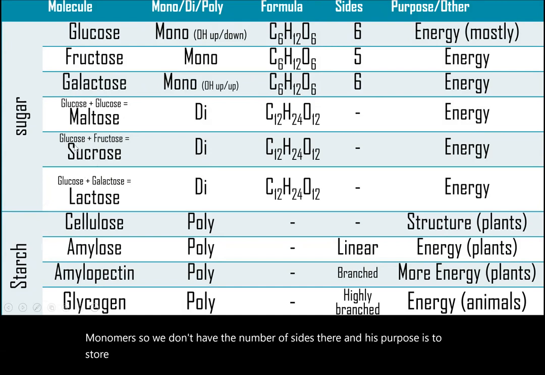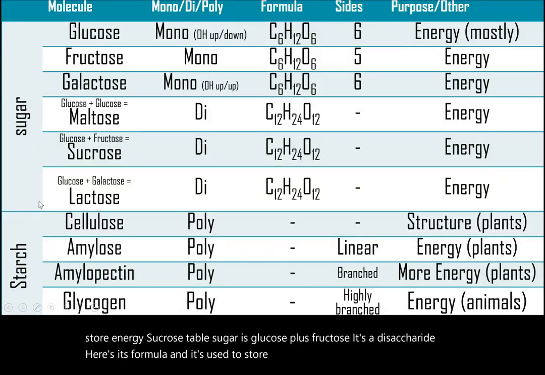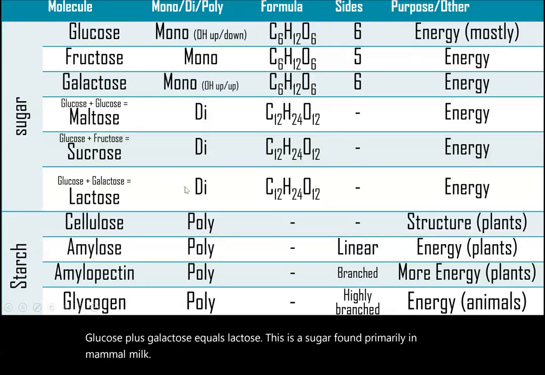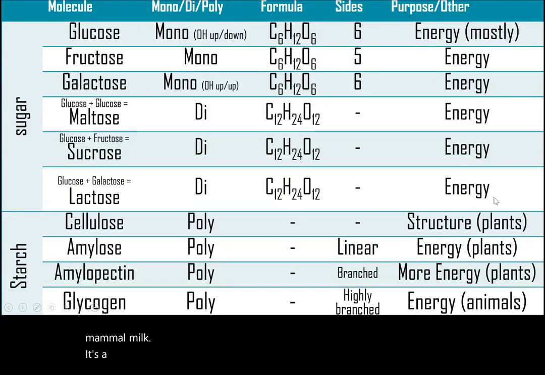Sucrose, table sugar, is glucose plus fructose. It's a disaccharide. Here's its formula, and it's used to store energy. Glucose plus galactose equals lactose. This is a sugar found primarily in mammal milk. It's a disaccharide. Here's the chemical formula, and it's used for energy.